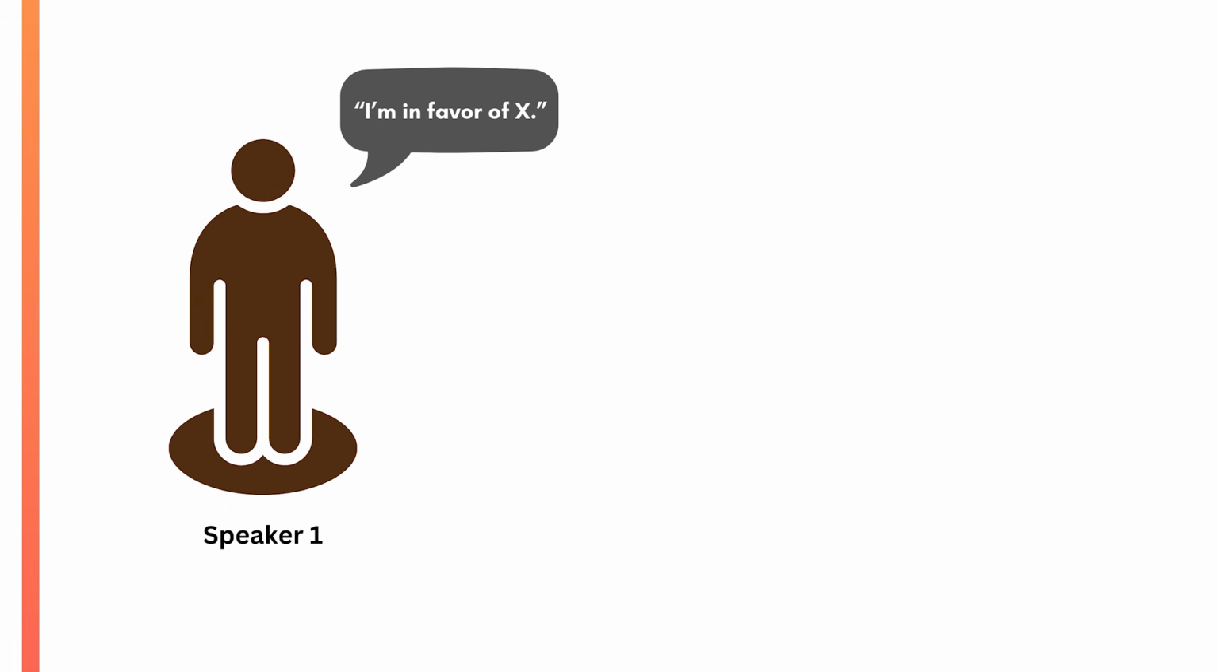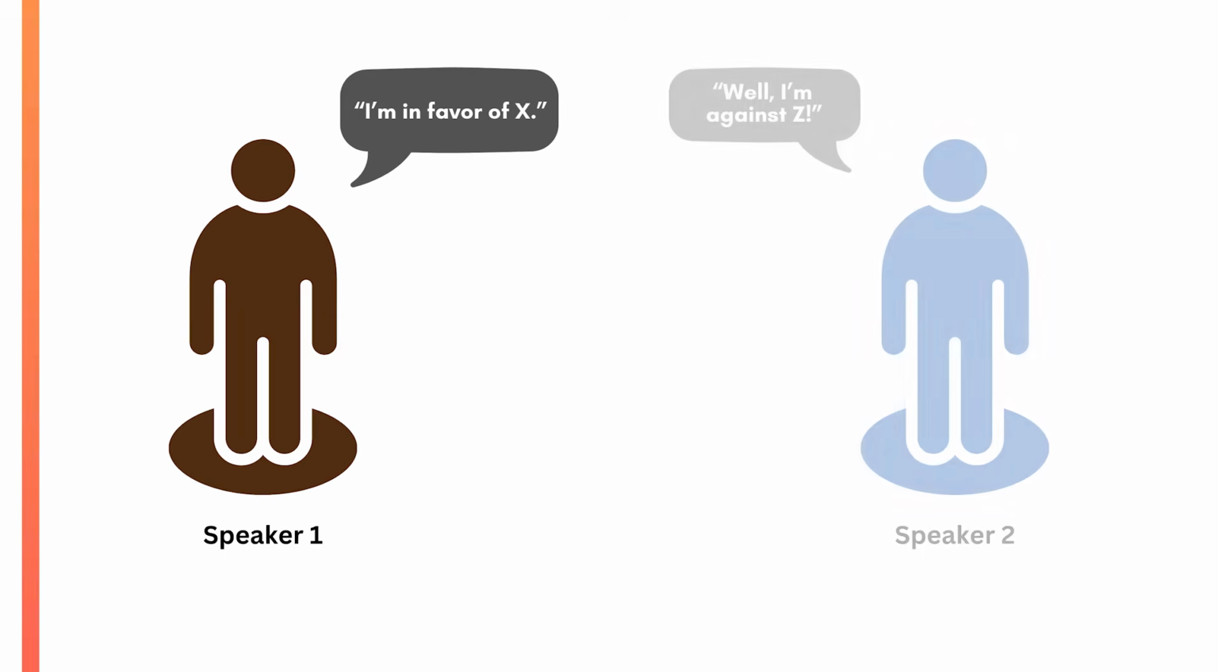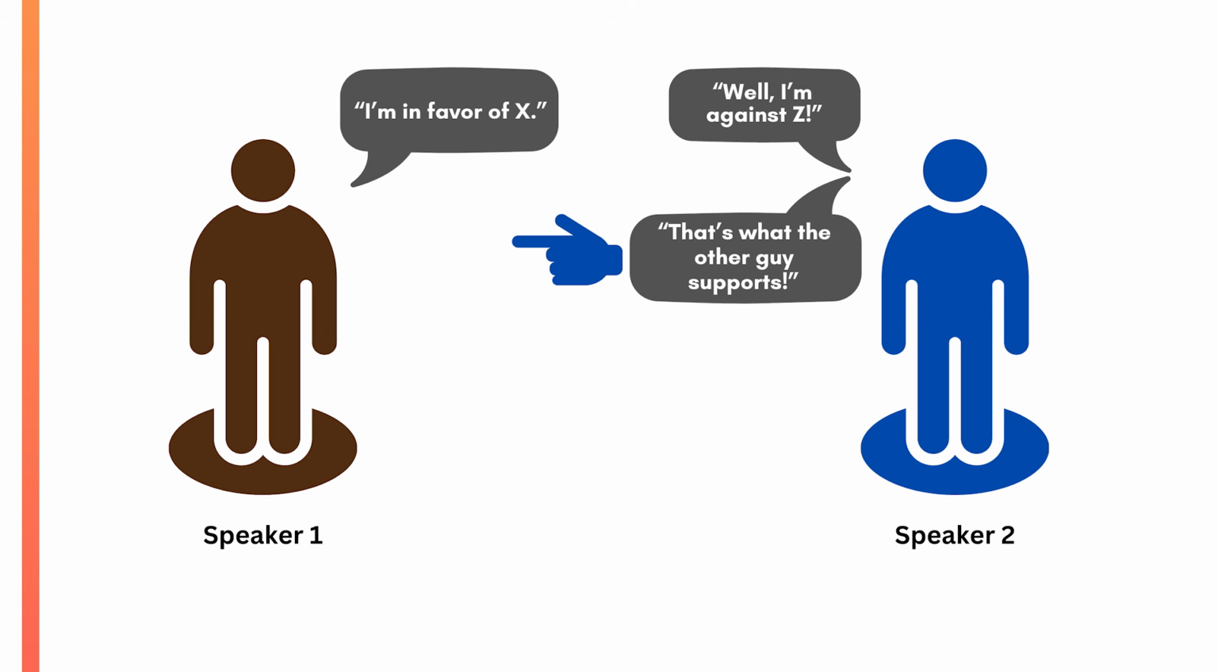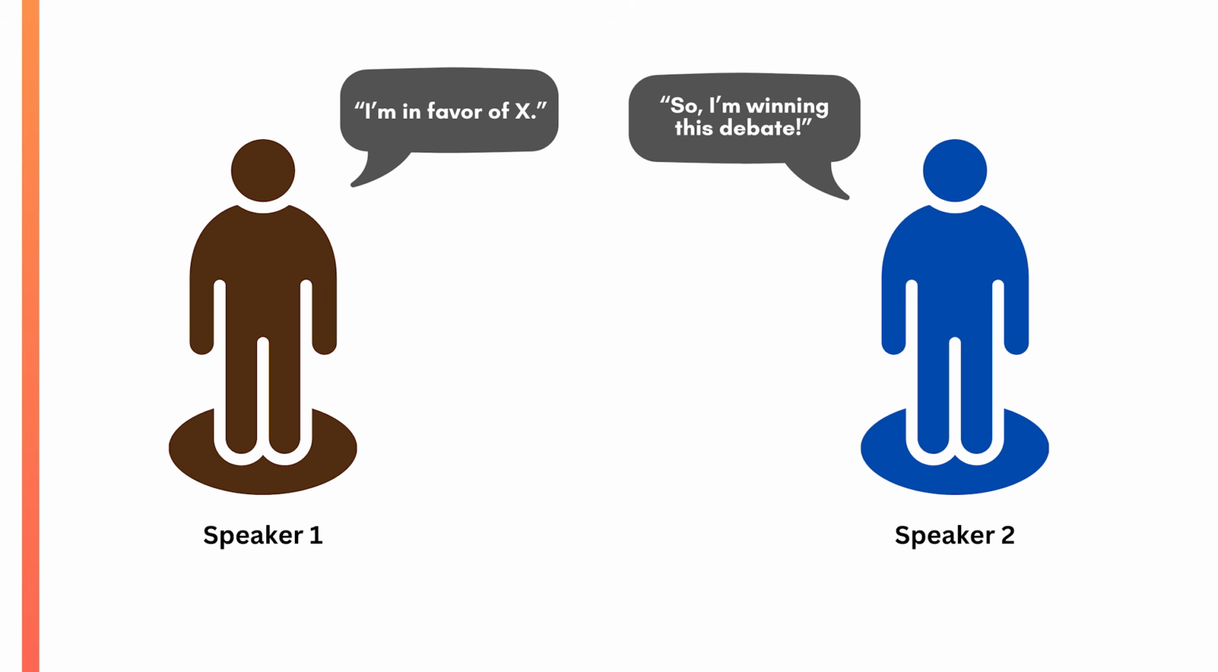Here's a diagram of what it looks like. Speaker 1 argues in favor of position X. Speaker 2 then argues against position Z, one that they claim Speaker 1 supports that may sound a little bit related to position X, the original argument. Speaker 2 then falsely claims or implies they made a successful argument against position X. Politicians use this all the time.